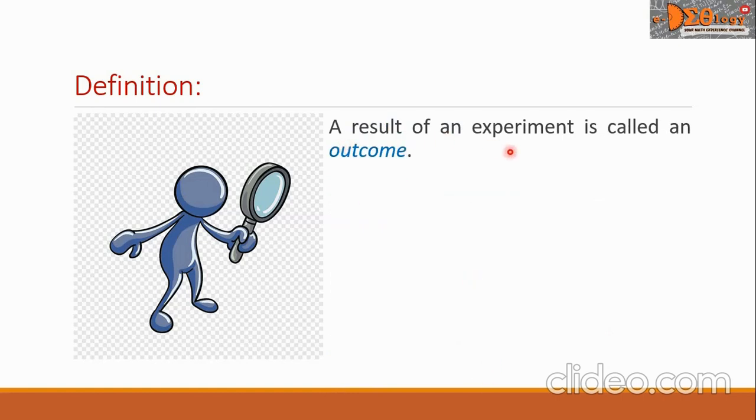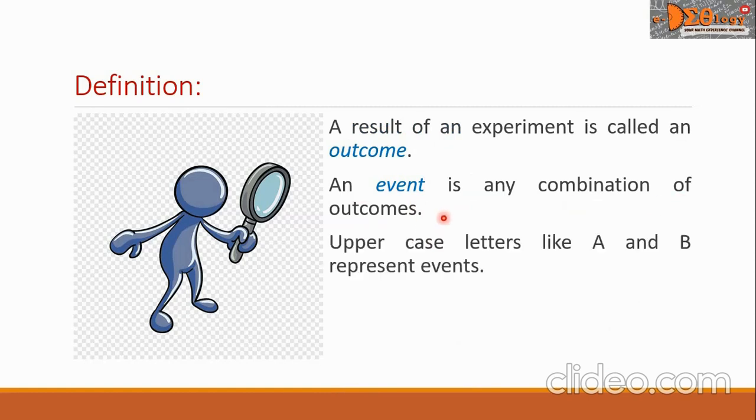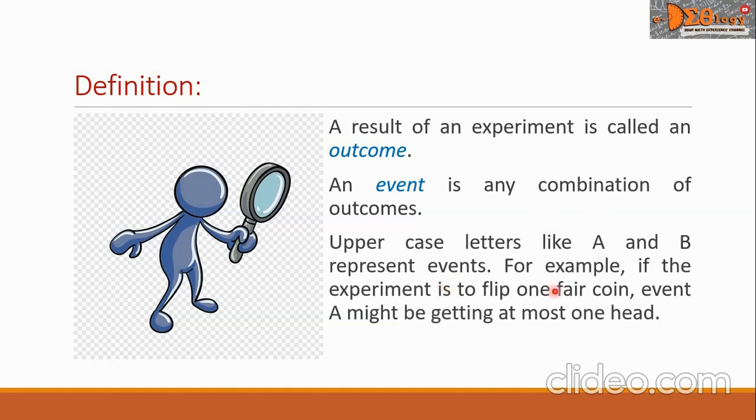A result of an experiment is called an outcome. An event is any combination of outcomes. Uppercase letters like A and B represent events. For example, if the experiment is to flip one fair coin, event A might be getting at most one head. The probability of an event A is written P of A.